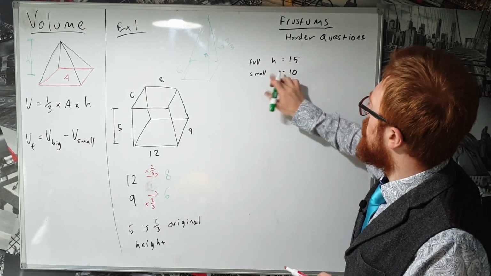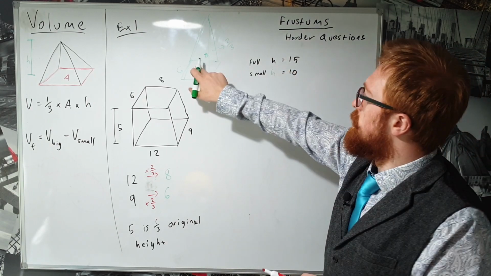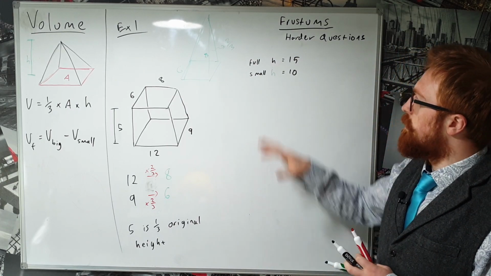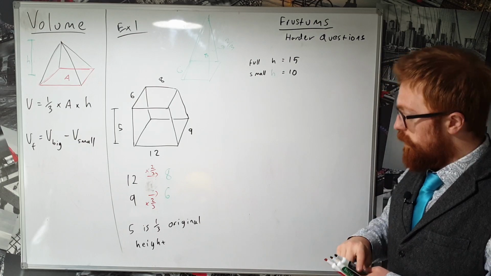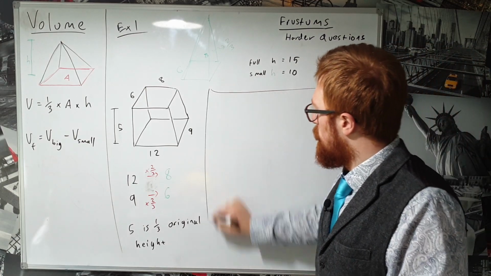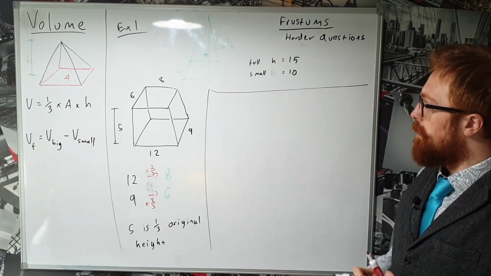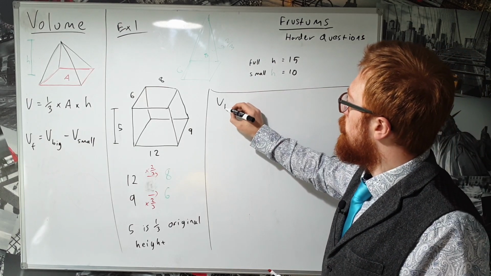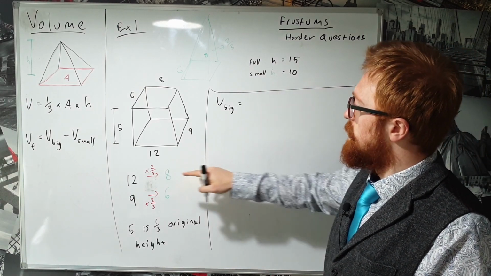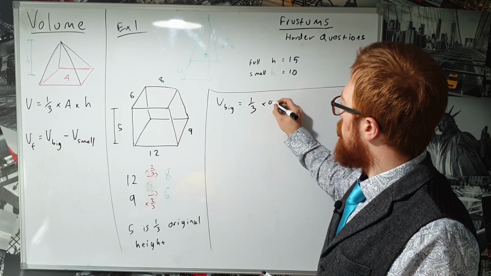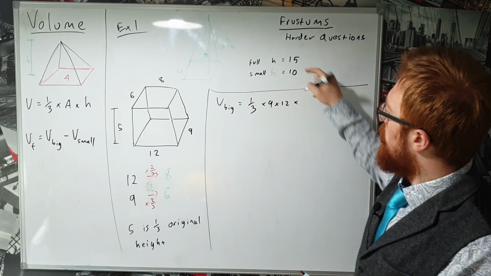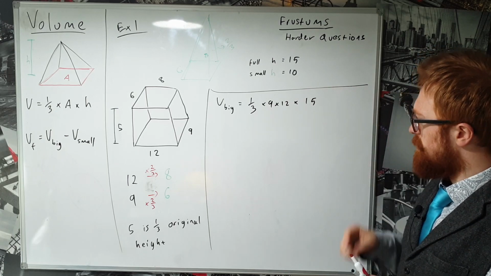Actually I'll do that in green, just so it's consistent with this. Okay, so the height of the full pyramid is 15, the height of the small pyramid is 10. Now we can use our method from last video to start chipping away at this problem. So the big volume is a third times the area of the base, which is 9 times 12, times the full height, which is 15.